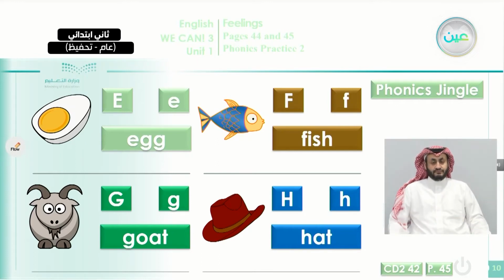E says egg. F says fish. G says goat. H says hat.